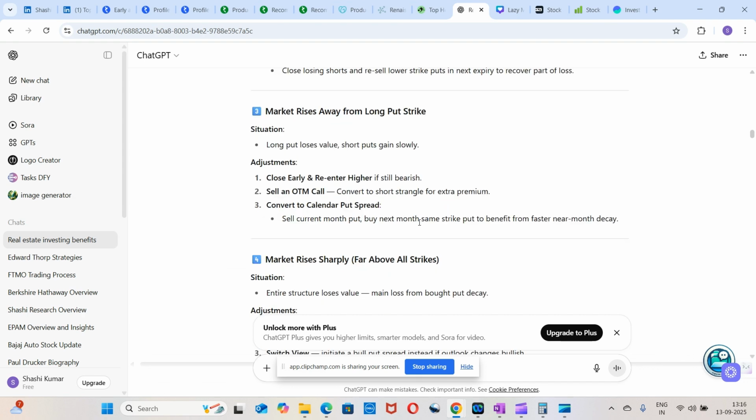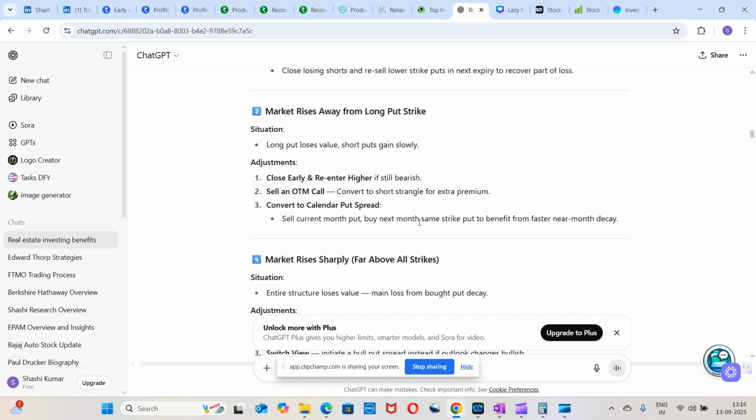The third scenario is the market rises away from your long put strike. So you have bought a put also, and the market is rising away from that long put. That put will lose value because of theta. The short puts will gain slowly, but this put will lose value quickly. So adjustments you could do: close early and re-enter higher. You could just close this position and re-enter the entire position at a higher strike.